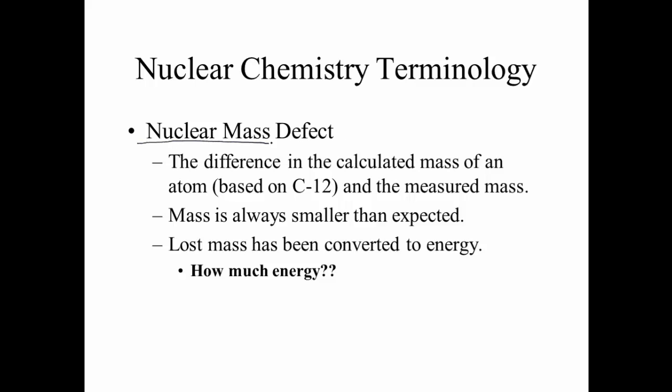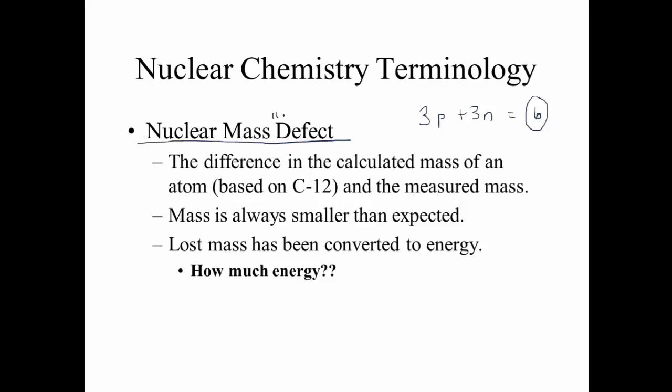The first thing to think about is the nuclear mass defect. Now, this might be a completely foreign concept to you. The main idea is that you would think if you take 3 protons and 3 neutrons and put them together into a nucleus, that would equal 6. The sum of the component parts should equal the total mass of something. Well, what we find in the nucleus of an atom is that the total mass is always smaller than what we would expect. So there's some missing.